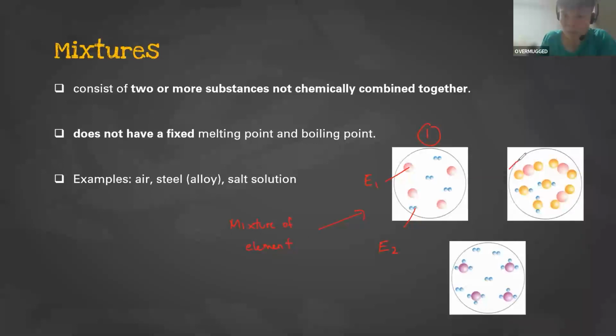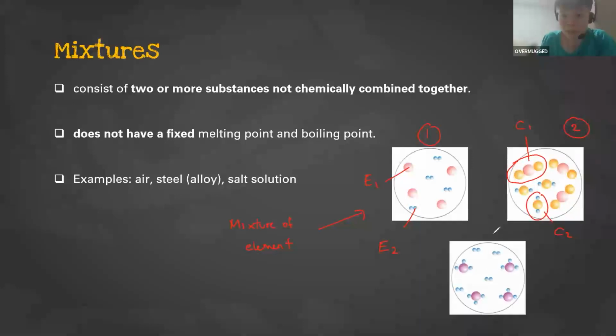Okay, moving on. I can see a compound here. I can see two different atoms, right? So this is already a compound. Compound 1. I can see a second compound here. So for my second diagram over here, this is a mixture of compounds.